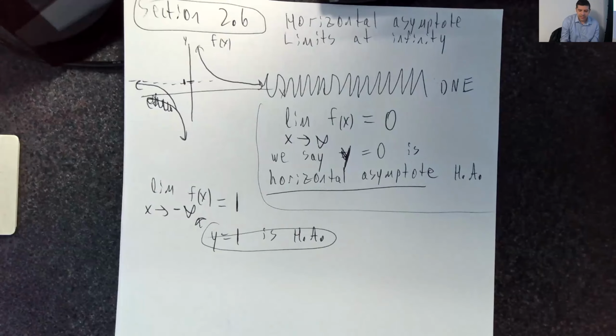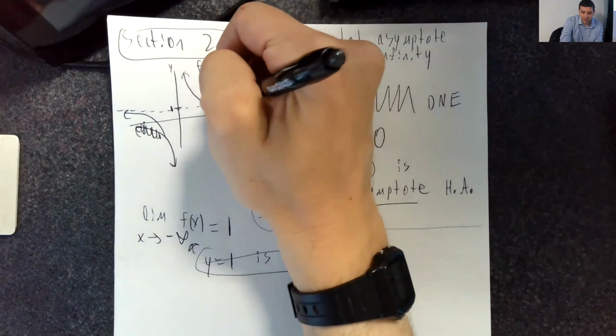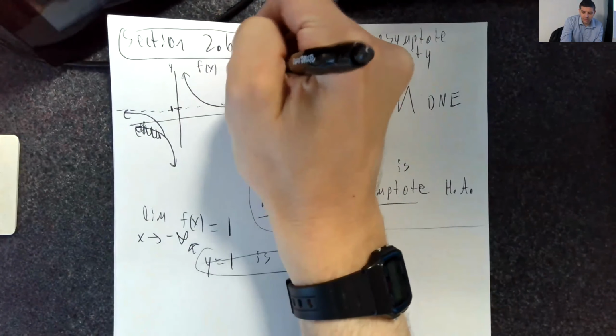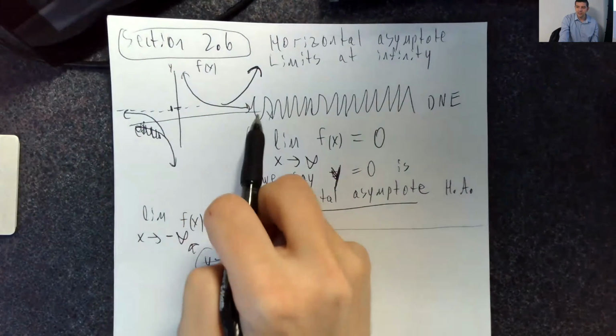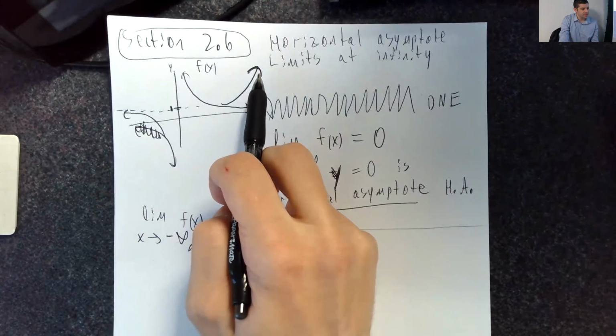Now, there's another case where instead of bouncing and bouncing, what if the y values go up like this? And what's the limit? What's happening to the y values? Let's see, Shafial.